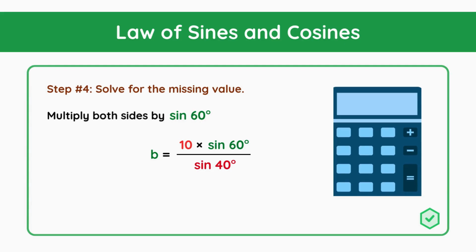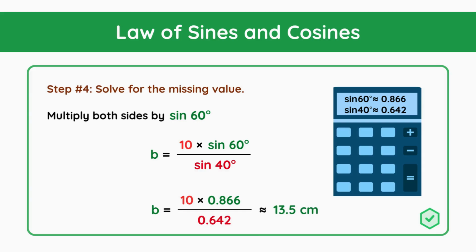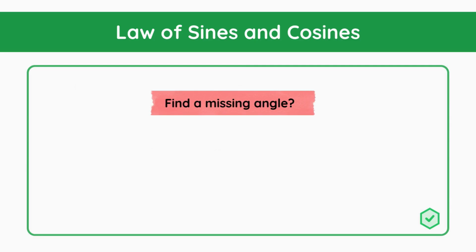Substitute the trigonometric values from your calculator. Sine of 60 degrees is approximately 0.866 and sine of 40 degrees is approximately 0.642. B equals 10 times 0.866 divided by 0.642, which is approximately 13.5 centimeters. So the missing side B is approximately 13.5 centimeters. Now what if you are asked to find a missing angle using the sine rule?